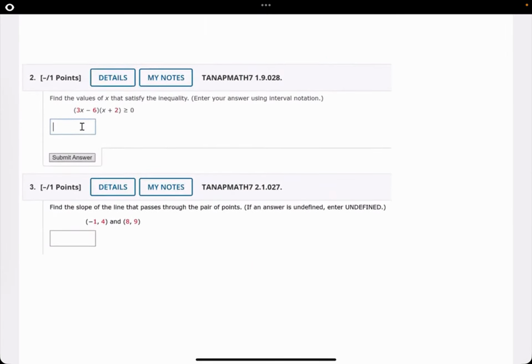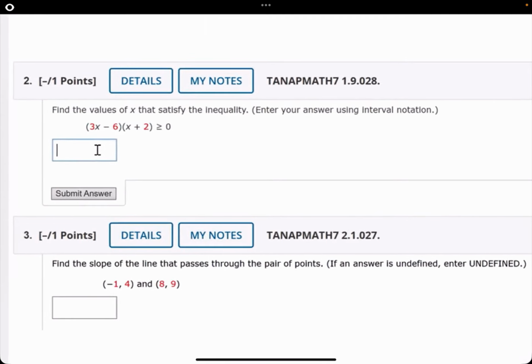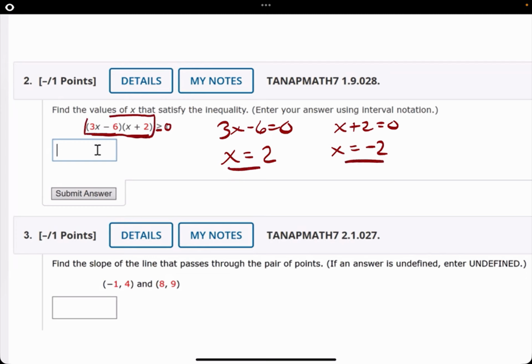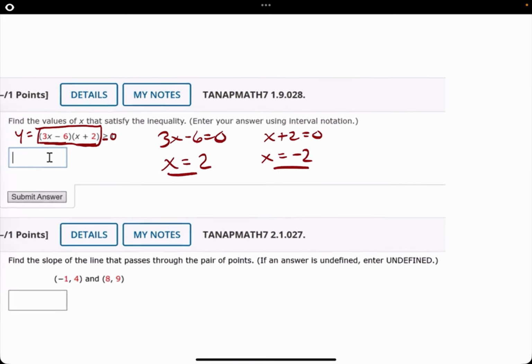Let's keep it going. Number 2. Find the values of x that satisfy the inequality. The first thing would be finding the x values that make these factors equal to 0. So we set each of them equal to 0 and solve for x. We add 6, divide by 3, we get x equals 6 over 3, which is 2. For x plus 2 equals 0, we subtract 2 and get negative 2. So this expression, which I will call y, is equal to 0 at 2 and negative 2.